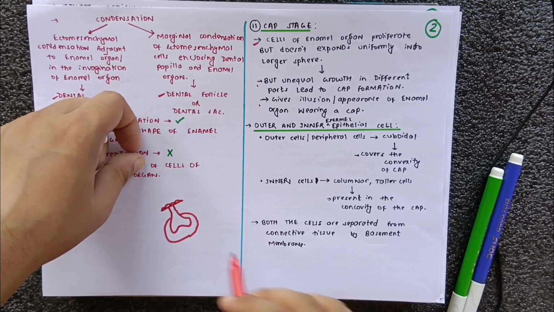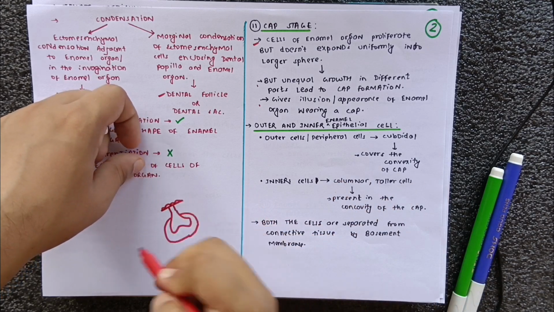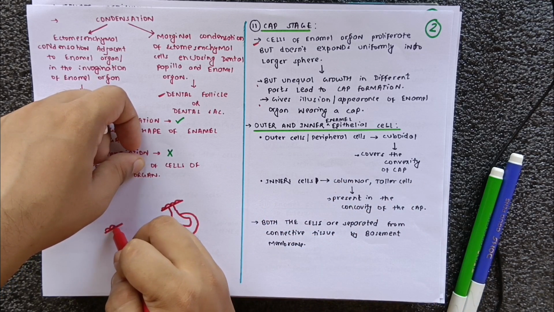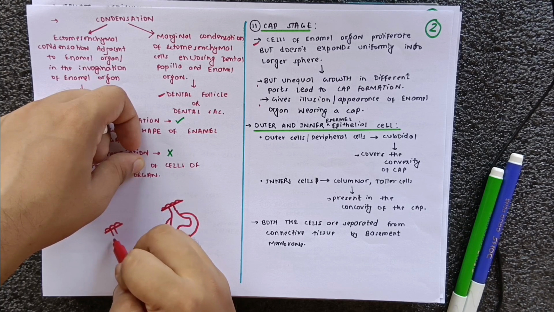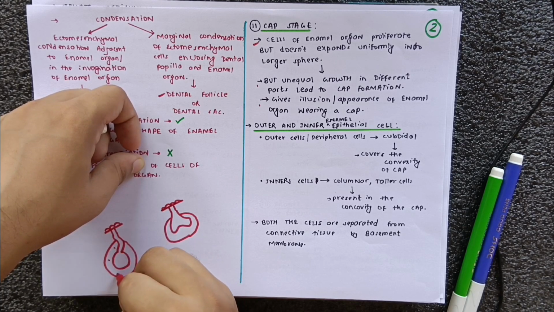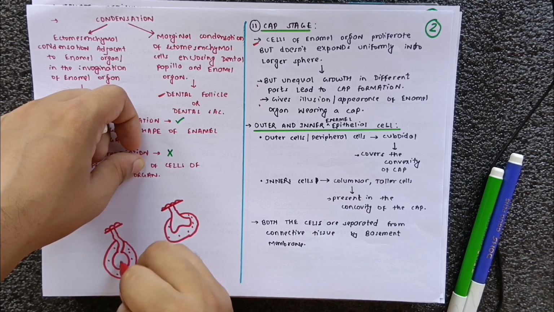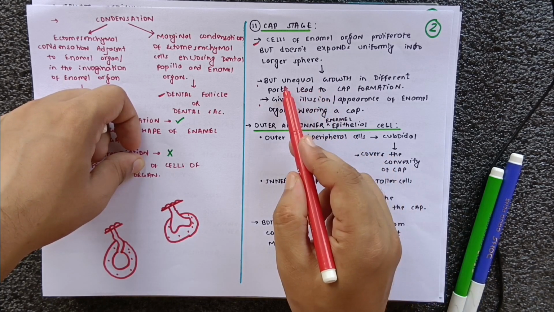ectomesenchymal condensation surrounding this enamel organ. What happens here is that previously, in our bud stage, it was just like a bud. I am doing just a schematic diagram. This is the ectomesenchymal condensation here, and this is a bud-like structure. So this is the bud stage and this is the cap stage. You can see here the change in the shape. It is due to the unequal growth.